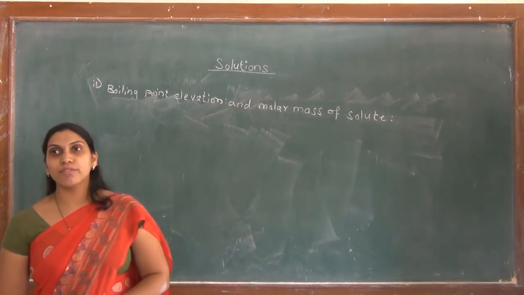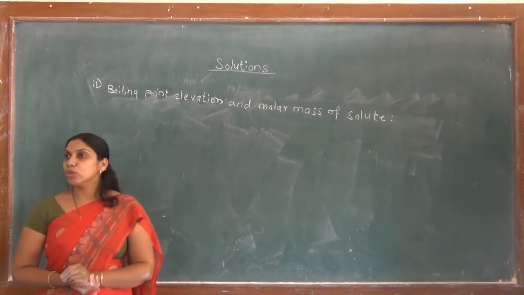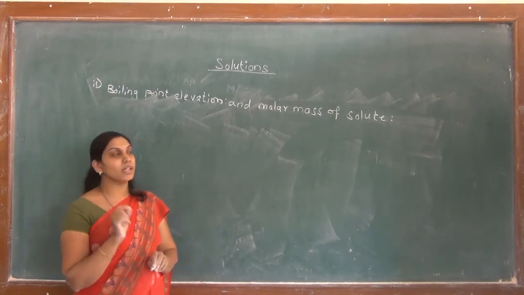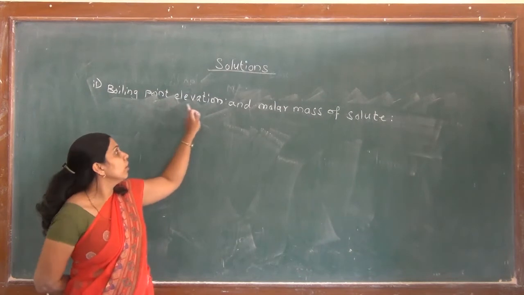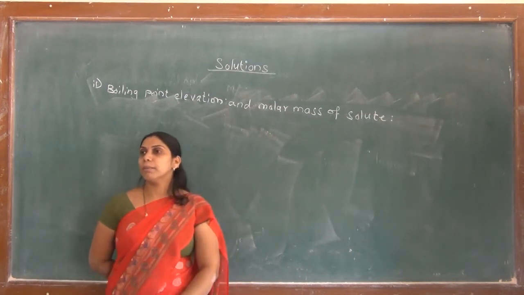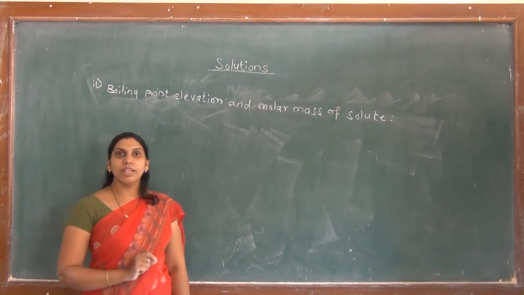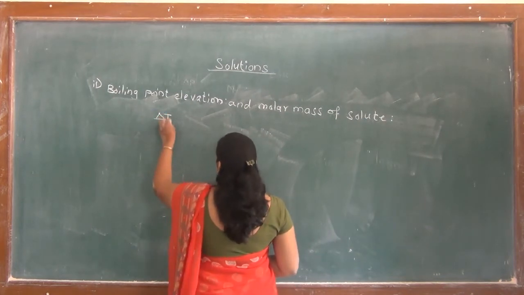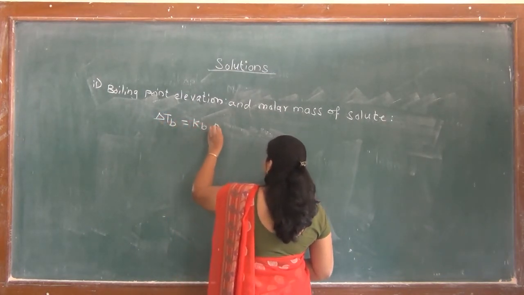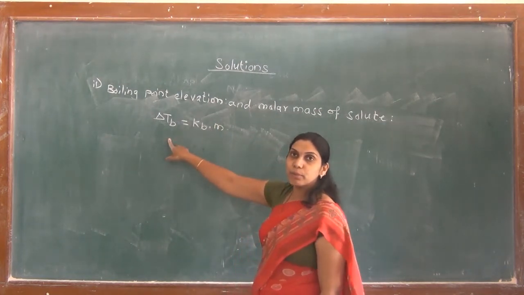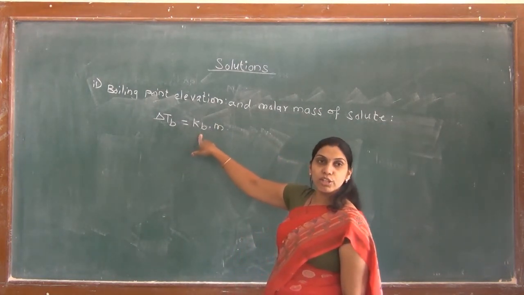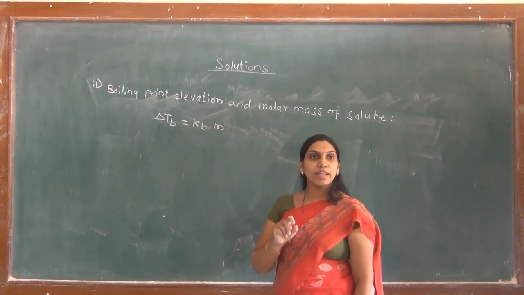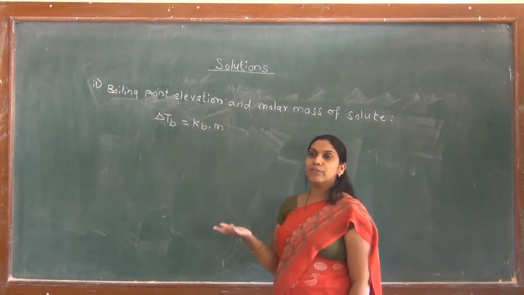In vapor pressure lowering, we have seen the relationship between relative lowering of vapor pressure and molar mass of solute. Similarly, in boiling point elevation, we will study the relationship between boiling point elevation and molar mass of solute. For that, we have the equation delta Tb is equal to Kb into m. Here delta Tb is boiling point elevation, Kb is molar elevation constant and small m is the molarity. In 11th standard we have studied the definition and formula for molarity.